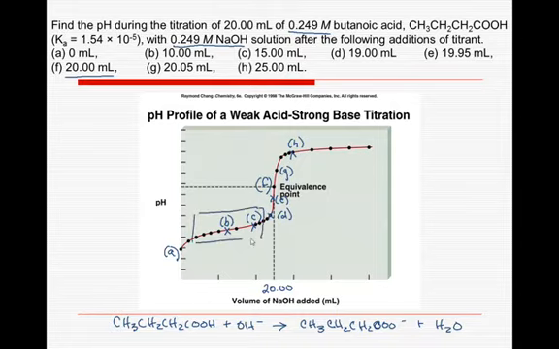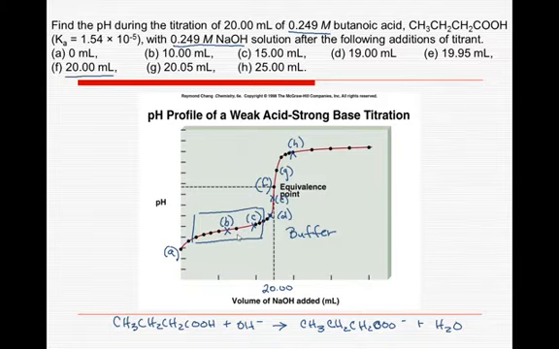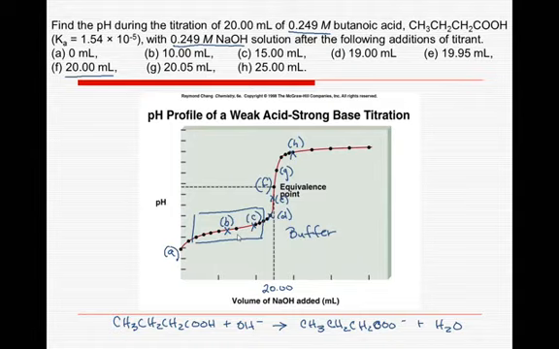Now the other thing I want to talk about is this region right here. This region right here where the pH is rising but slowly is a buffer zone. Okay, it's a buffer region. And when we do calculations along this region, we'll be able to use the Henderson-Hasselbalch equation to solve for the pH. Let's talk about why this is a buffer. First of all, let's think about the definition of a buffer. A buffer is a solution that resists changes to pH when you add an acid or add a base.